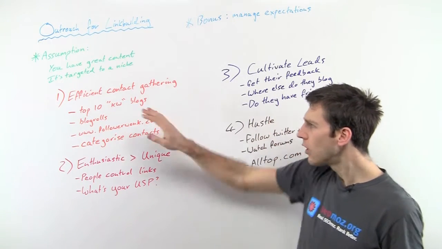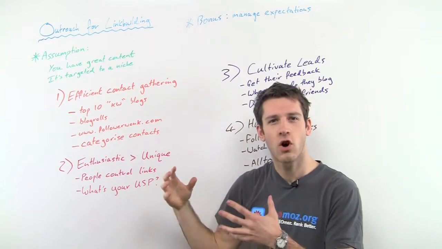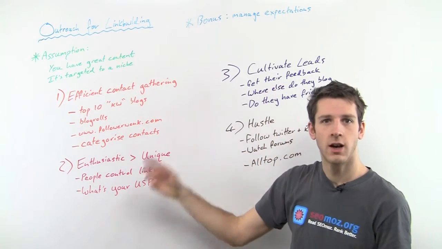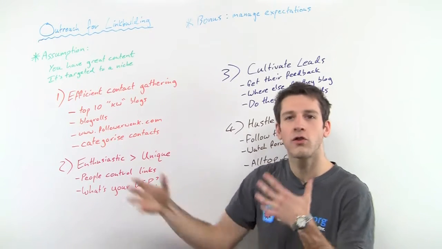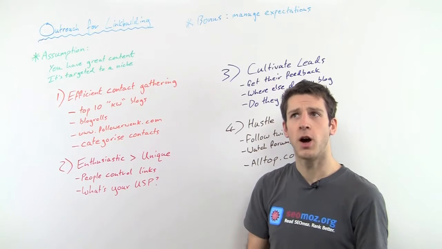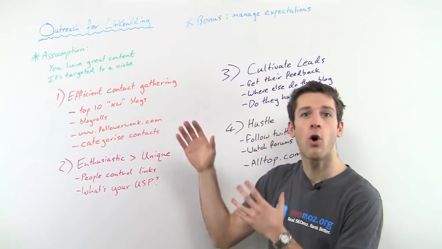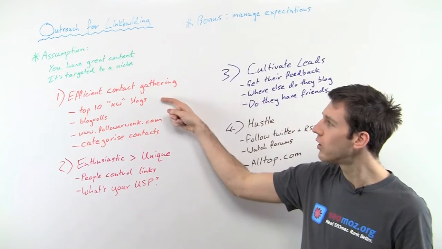The first thing that I've noticed when doing outreach is that you want to have efficient contact gathering. There's lots of ways of getting bloggers in a particular niche or getting Twitterers in a particular niche, but the more that you can make that process quick and scalable and efficient, the better the whole process is going to be.